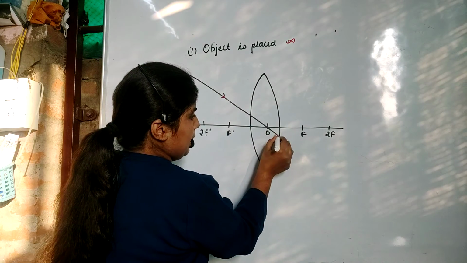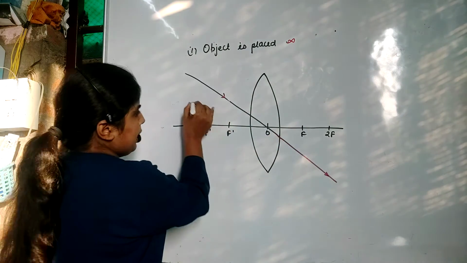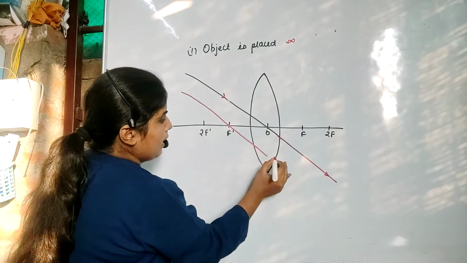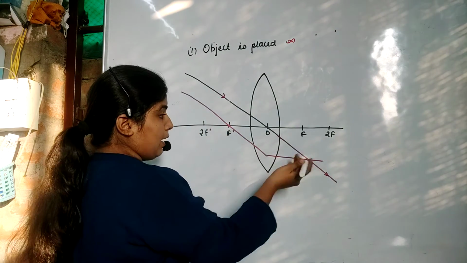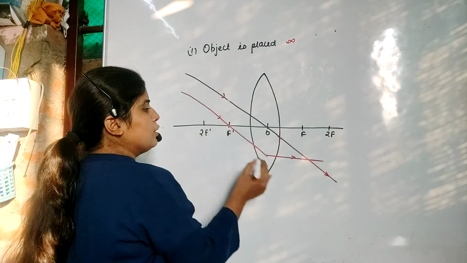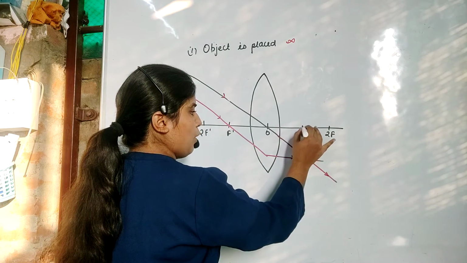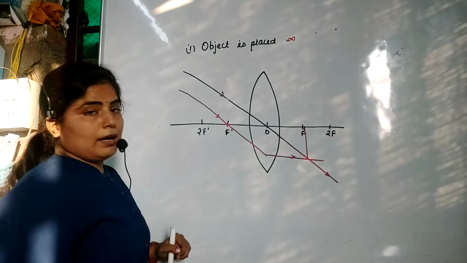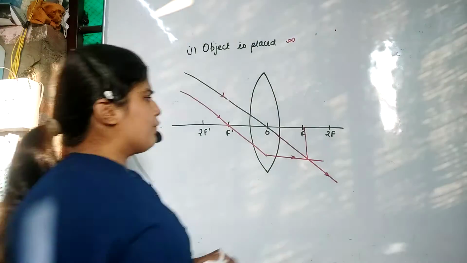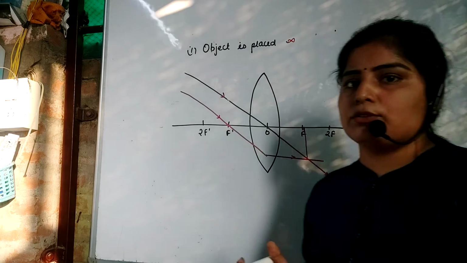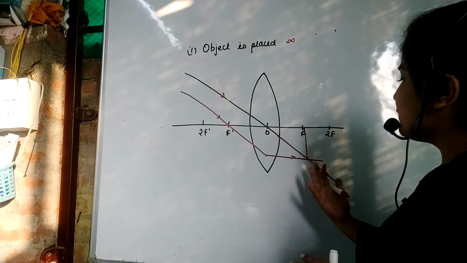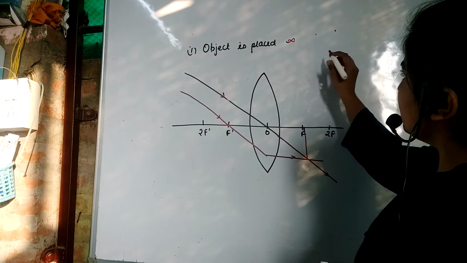it will be undeviated, and the ray of light which is passing through the focus will be parallel after refraction. So here we are seeing that the image is formed at the focus. Where is the image forming? Focus. So whenever the object is placed at infinity, which is at a very large distance, where is the image forming? At the focus.